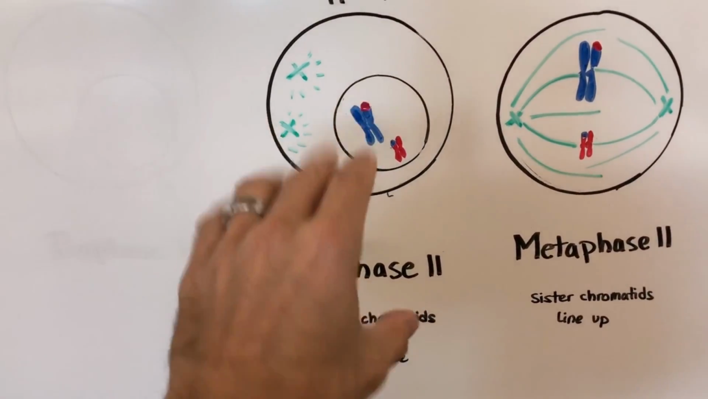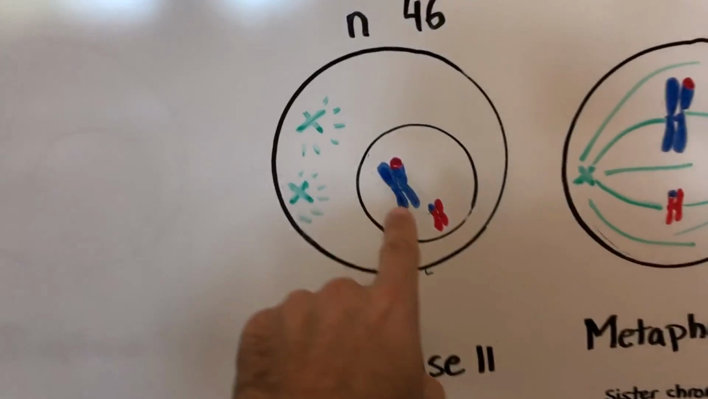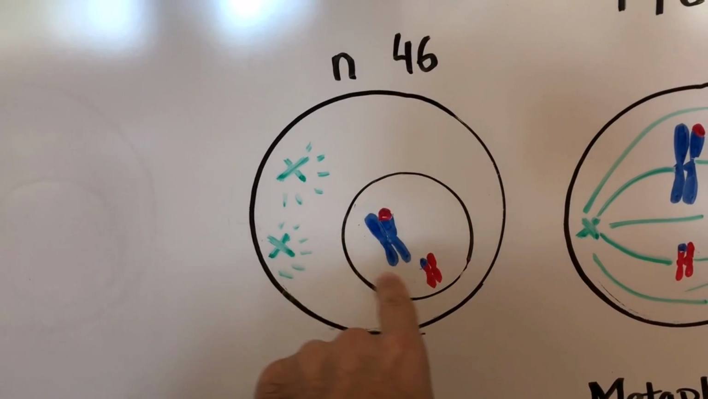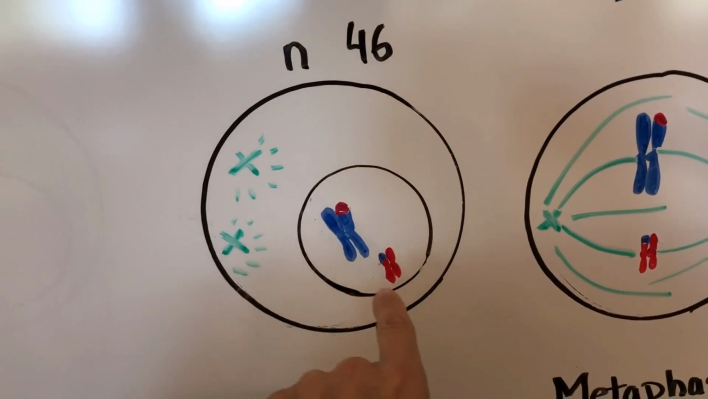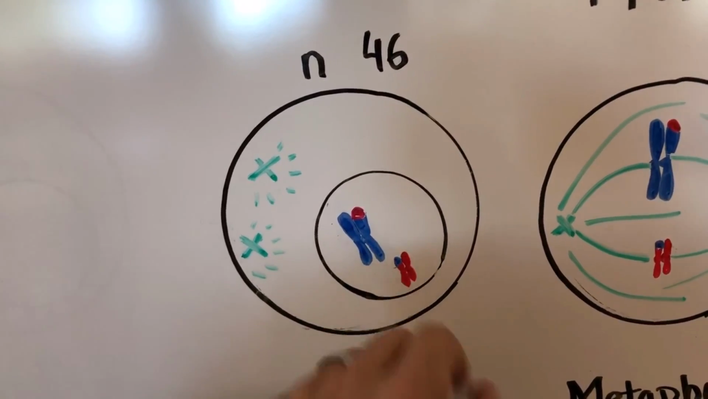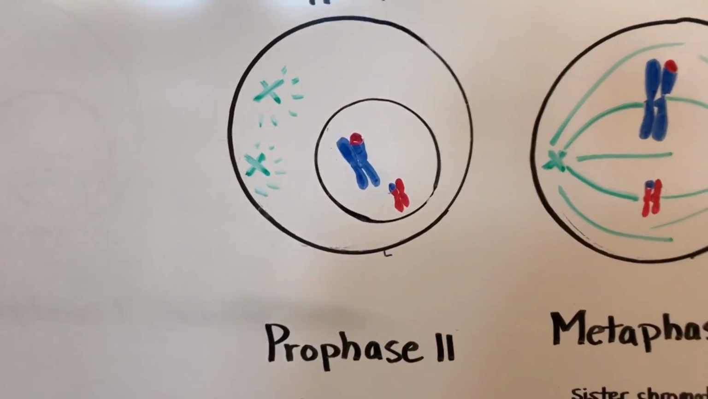During this step, sister chromatids form and condense. You see this sister chromatid pair forms. For example, this would be 2 of dad's chromosome 1. This sister chromatid pair forms. For example, that would be 2 of mom's chromosome 2. Okay, and you're done with prophase II.